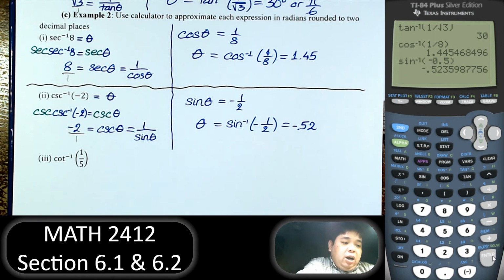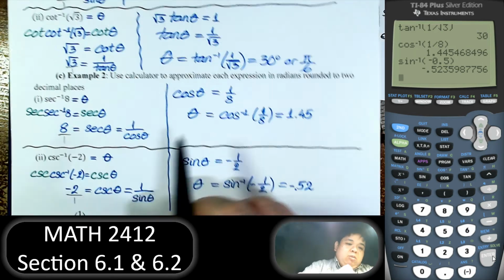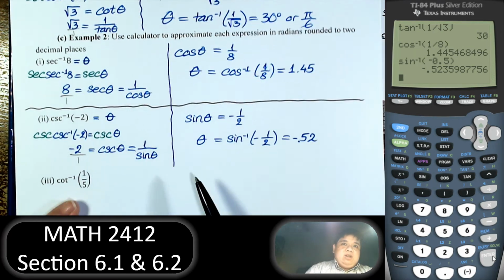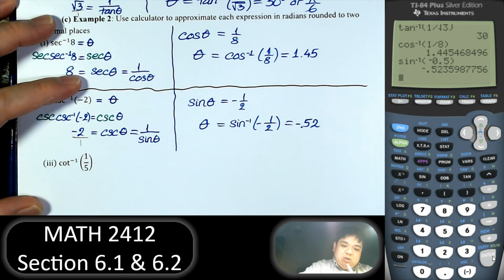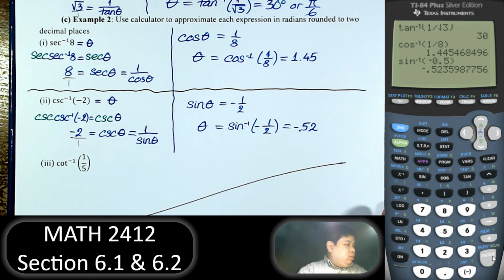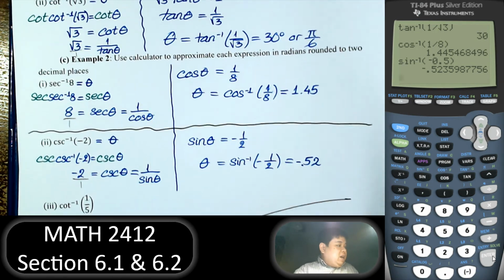Cotangent inverse of 1/5. Of course, we do exactly like what we have here, so I'm just going to skip this part. It should be simple, just exactly like what we have been doing.